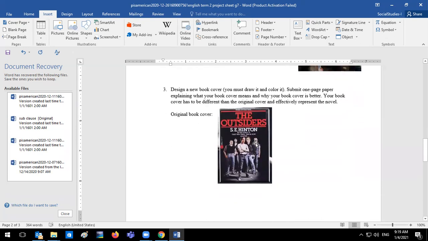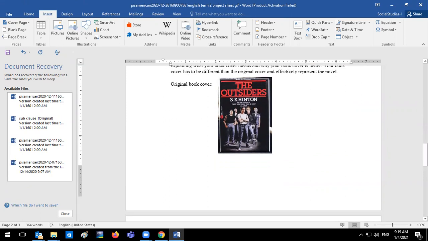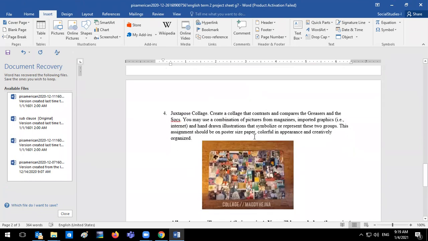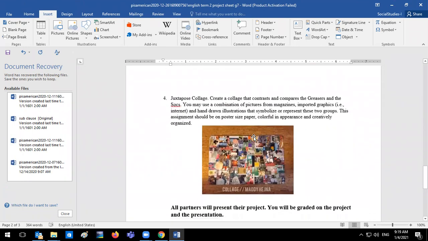All right. Designing the book cover also is fine. One person could draw. The other person could be responsible for writing the one-page paper describing why their book cover is better than the original. And then you can also do a collage. A collage here is basically a combination of pictures that you can get from online or you can get from magazines and put them together.